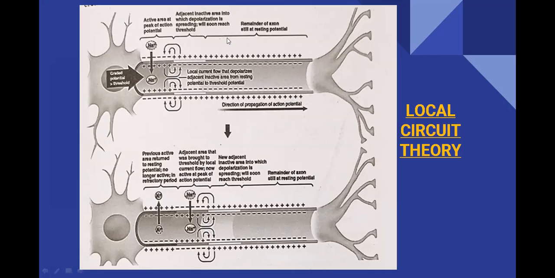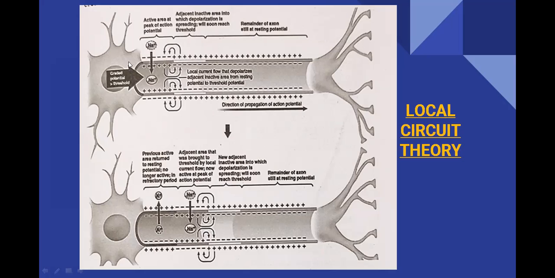Local circuit theory has been proposed by scientists to explain the conduction of nerve impulse in non-myelinated neurons. In these neurons, the myelin sheath is not there. That's why they are called non-myelinated neurons.